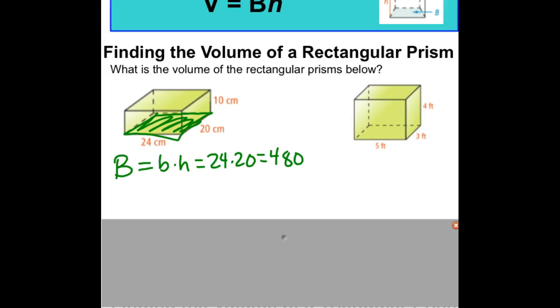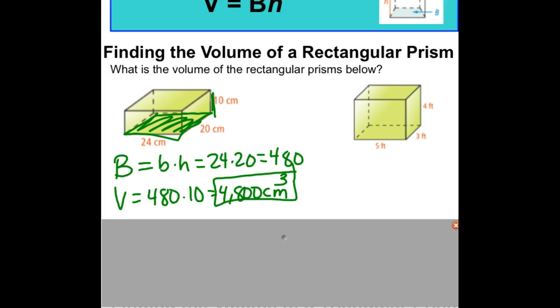Then to find the volume, we take that 480 and multiply it by how tall the prism is, our 10, and we get the total volume to be 4,800 centimeters. Now, this is volume, and volume is measured in cubic units, like we said on the previous page. So instead of using centimeters or centimeters squared, this is where we start using centimeters cubed, and we end up with our answer.